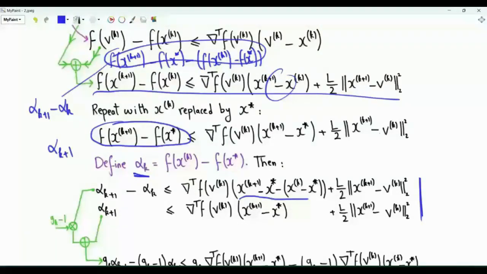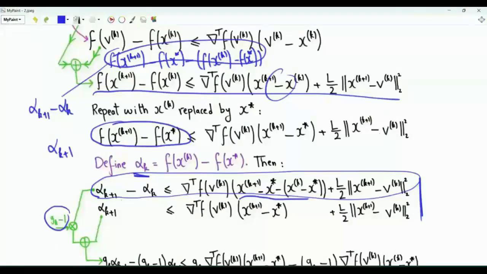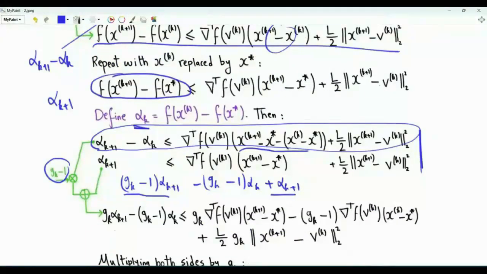Recall that in the accelerated gradient descent algorithm, there is a sequence of scalars, g0, g1, g2. It's time to employ this sequence. We multiply this inequality here by gk minus 1. Then we add both inequalities. We get g of k minus 1 alpha k plus 1 minus gk minus 1 alpha k plus alpha k plus 1. Combining these two terms, the left-hand side becomes gk times alpha k plus 1 minus alpha k times gk minus 1.